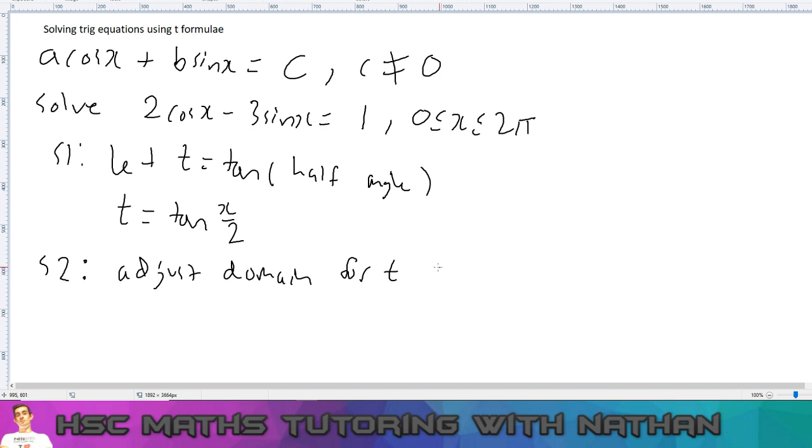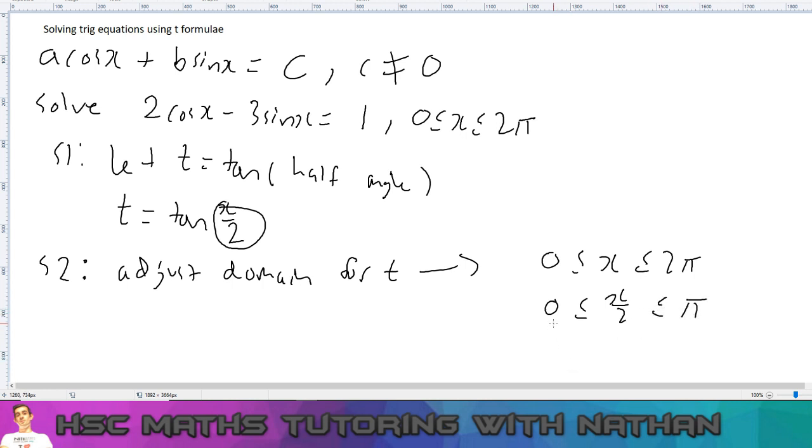for t. So what that means is if x is between 0 and 2 pi and t is tan x on 2, we need to adjust the domain to match that x on 2, so we just halve everything. So the domain for t we're solving is 0 to pi.